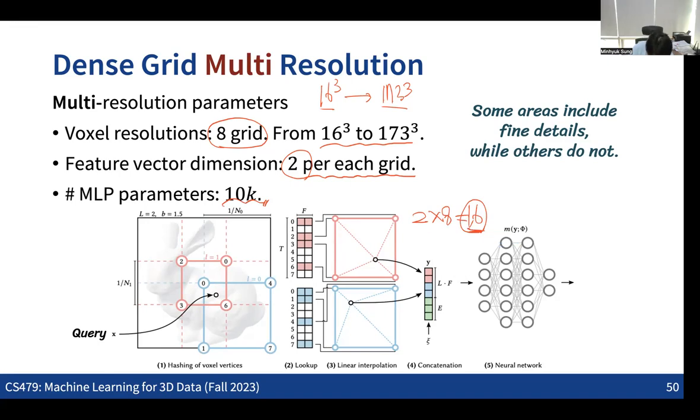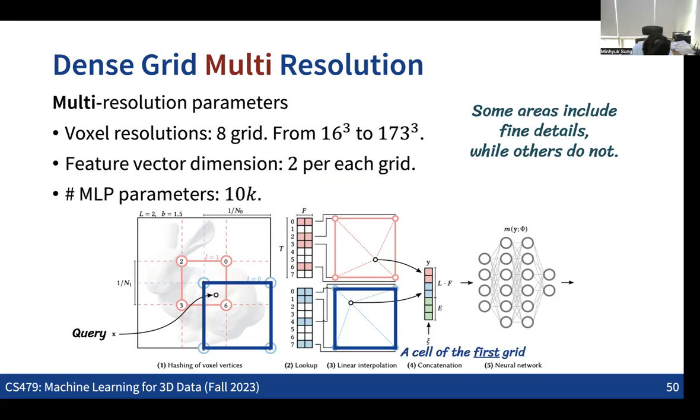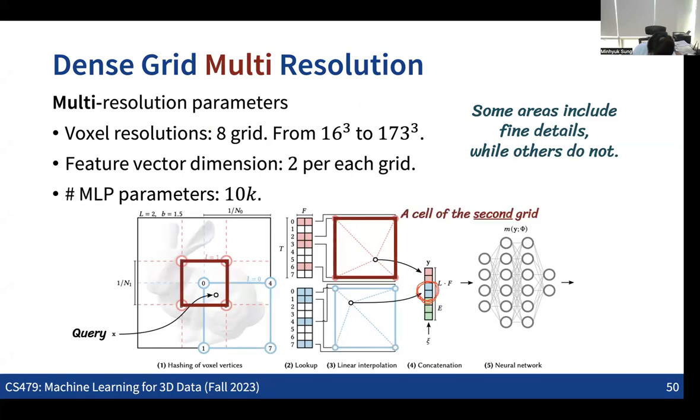So here the basic idea is, if we see this example, let's say this is the voxel coming from the first grid, and for each query point, we are locating the voxel in the first grid and interpolating the feature vectors, taking the 2-dimensional features here. And we can also do the same thing for the second grid. For the second grid, we are also finding the voxel that includes the corner points, and also interpolating the feature vectors so that we can get another 2-dimensional feature vector. So we can repeat this for all the 8 grids, making the 16-dimensional feature vectors, and then we can feed this into the MLP.